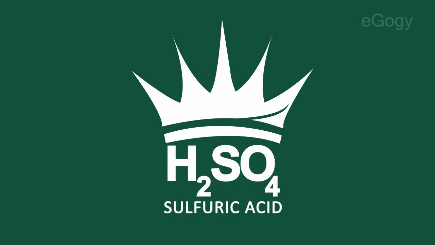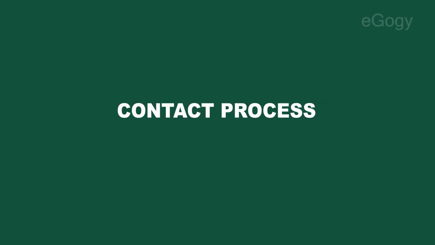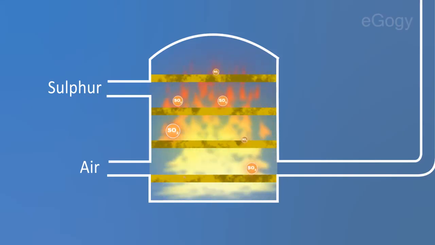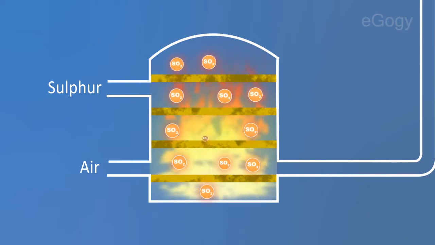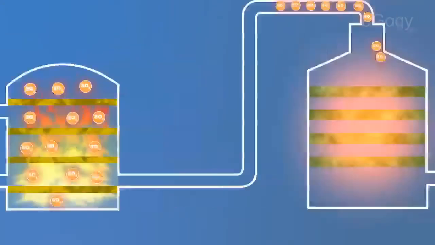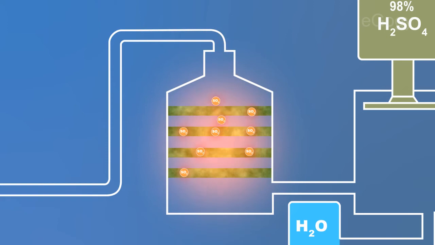Nowadays, sulfuric acid is prepared by the contact process all over the world. When sulfur is burned, it produces sulfur dioxide gas. S on reaction with O2 gives SO2. The main step is the oxidation of sulfur dioxide.